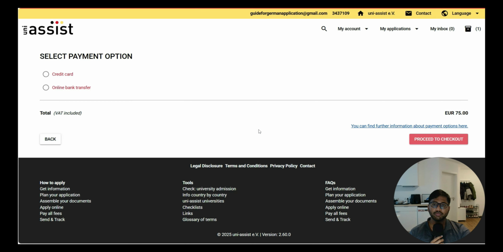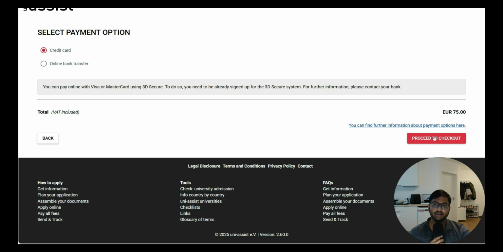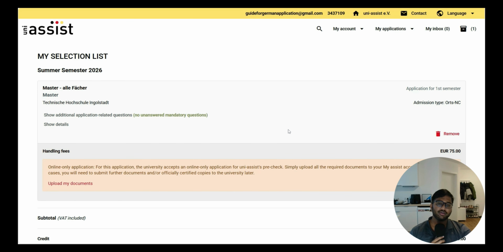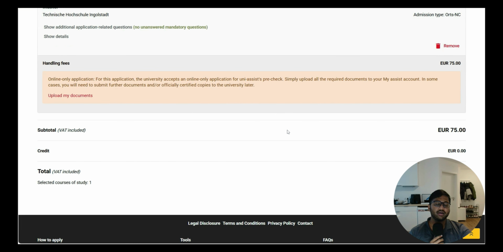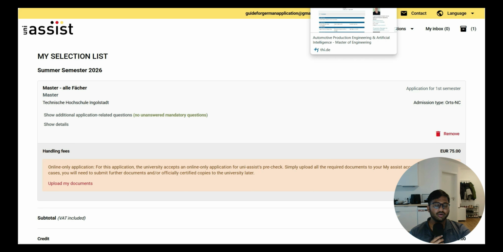Then you can click on choose payment option. You can use credit card or online bank transfer, whichever you like. Then you can click on proceed to checkout and pay for the application. After paying, your application will be submitted and you will get a VPD at the end of 4 to 6 weeks. After this, your VPD will be there. Then we will directly jump into the Premises website and I will show you how to apply there.